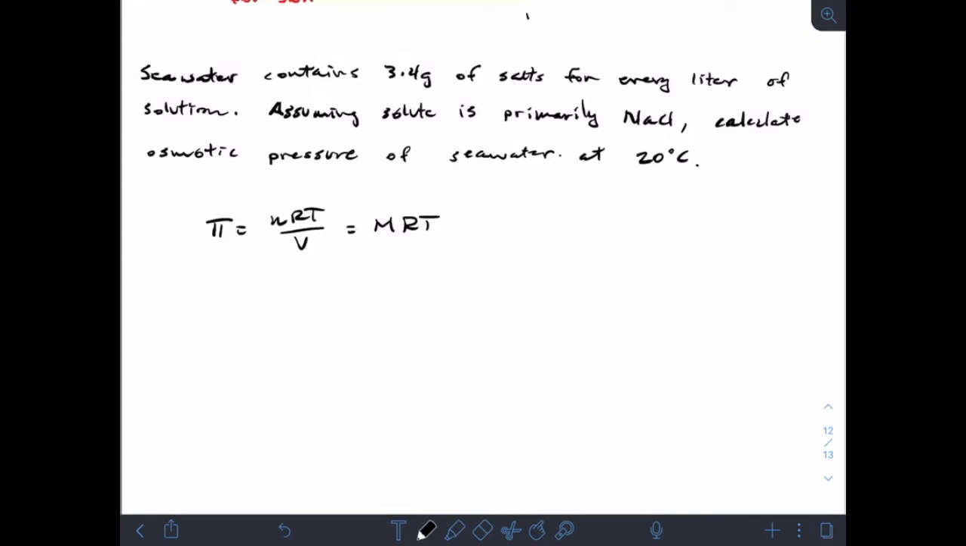So our molarity is 34 grams per liter, right? But we need that in moles per liter, right? Our concentration is 34 grams per liter. So let's convert that to molarity. So we have 3.4 grams of sodium chloride per liter. Convert to moles.